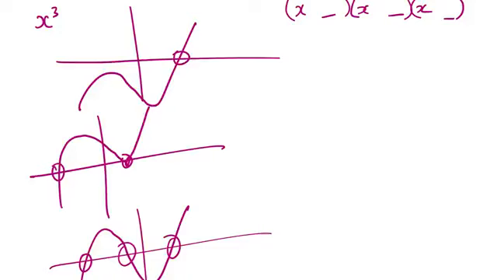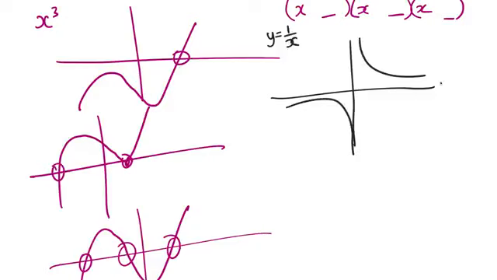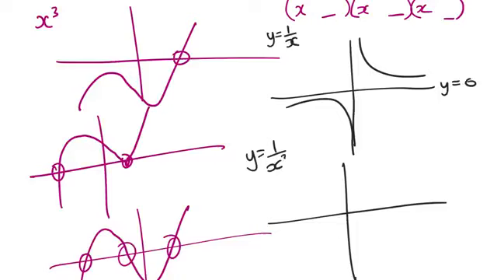What graphs do you need to know? You need to know y equals 1 over x, looks like this. And it has an asymptote on the line y equals 0. Okay? You need to know 1 over x squared. And this is going to look like this. And we also have an asymptote on the line y equals 0.